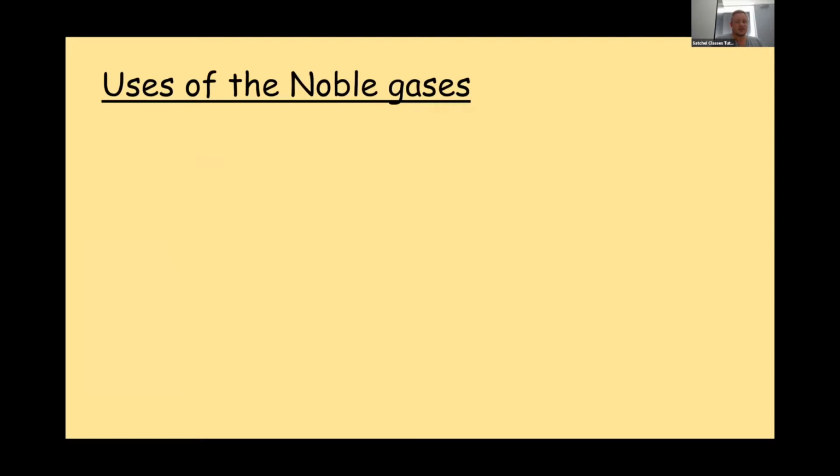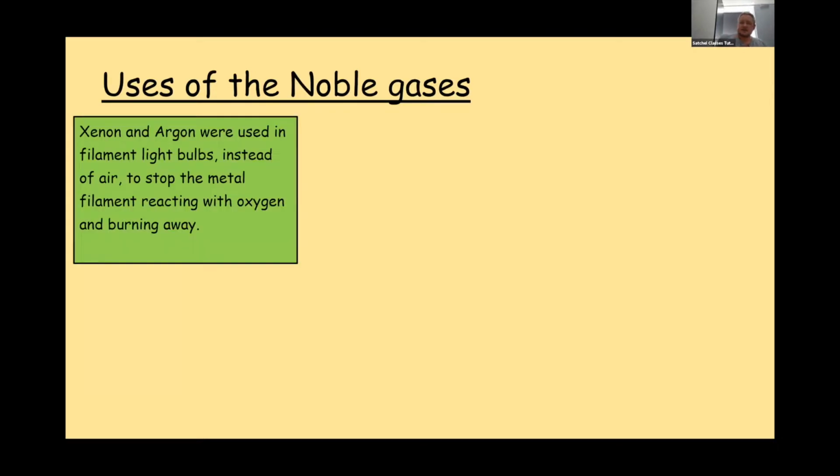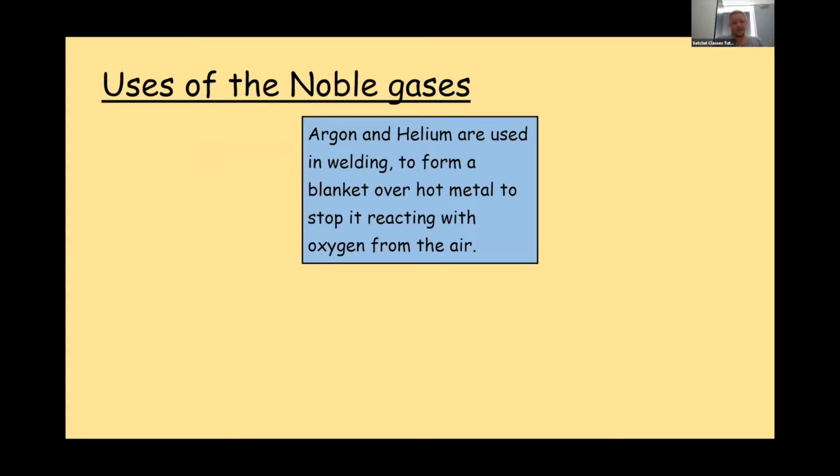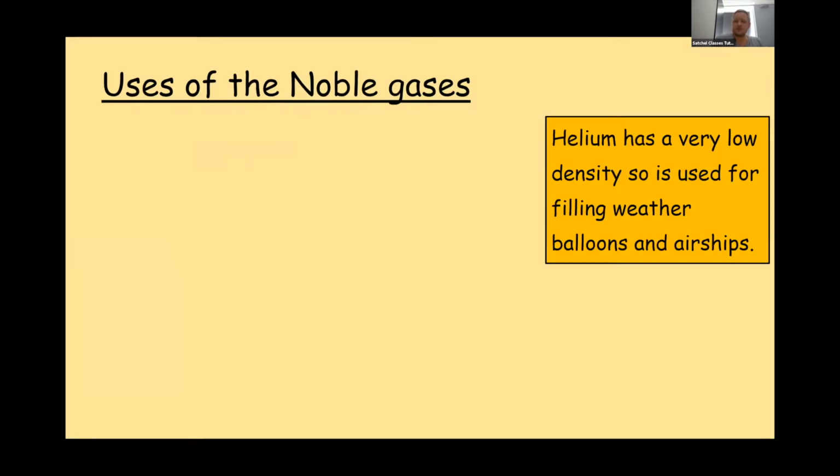So, some example uses. Xenon and argon are used in filament light bulbs instead of air around the filament, and this stops the metal filament reacting with oxygen when it's getting hot and burning away. It extended the life of the bulb. Argon and helium are used in welding when you're fixing 2 pieces of metal together, and this forms a blanket over the hot metal which displaces oxygen. It moves it out of the way. That stops it reacting with oxygen from the air.